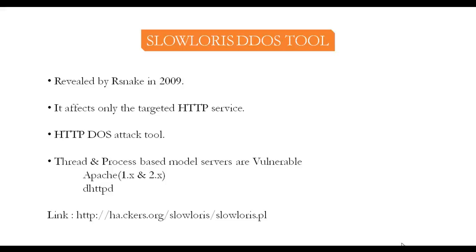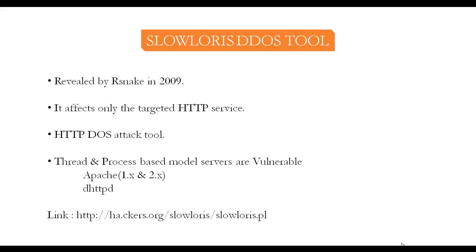The basic idea behind this tool is that it only affects the targeted HTTP service without affecting other services running on the server. This tool can single-handedly take down even a very big web server by slowly consuming all the connections on the server. And one more important beauty of this tool is that traditional denial of service attack tools and methods try to consume the system resources by opening too many TCP connections to the server. However, Slowloris is an HTTP denial of service attack tool rather than a TCP denial of service attack tool.